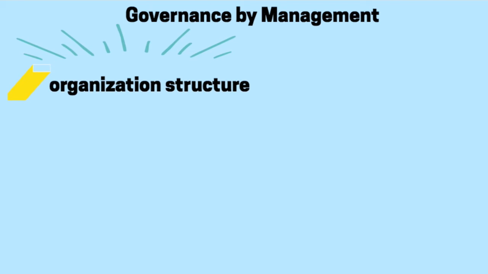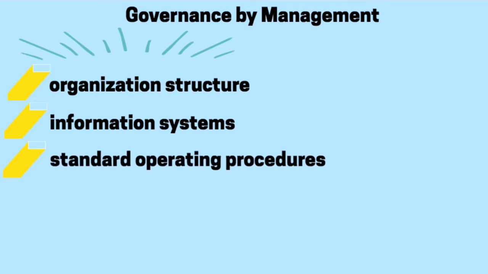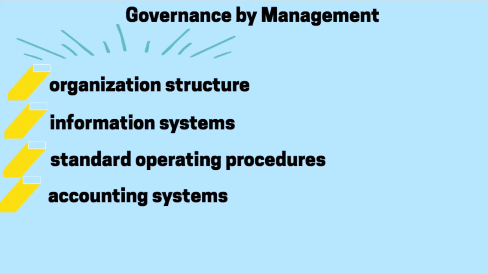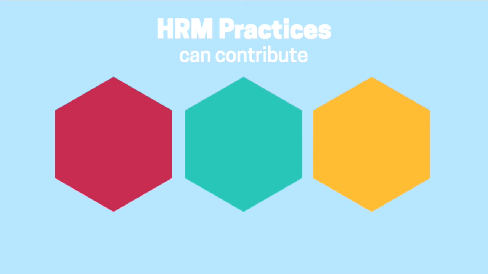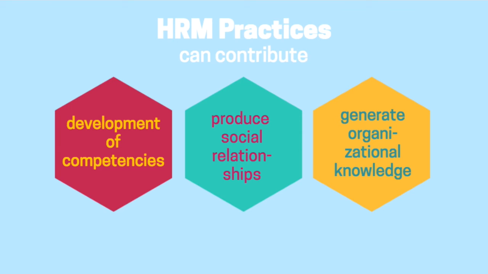In particular, governance by management should be conducted on the formal aspects of the organization, such as organization structure, information systems, standard operating procedures, accounting systems, and other coordination mechanisms. Human resource management practices can contribute to a sustained competitive advantage through the facilitation of competency developments that are firm-specific, produce complex social relationships, and generate organizational knowledge.